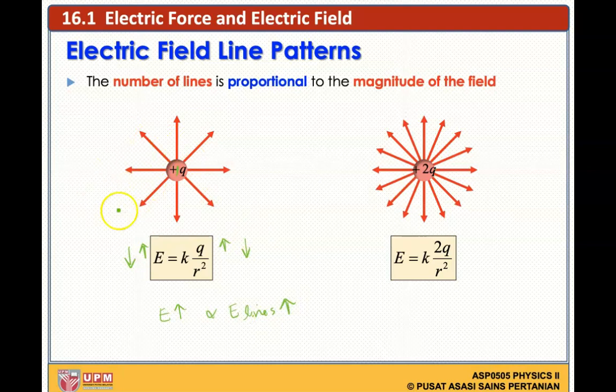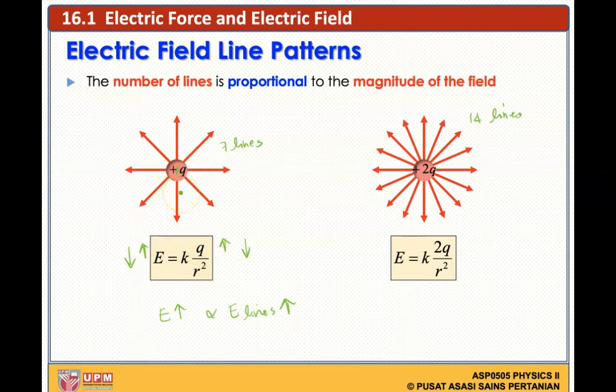So for instance, look at this diagram. We have positive 1 coulomb for this charge. So it has 1, 2, 3, 4, 5, 6, 7 lines. On the other hand, this charge has a value of 2 coulomb. It will have 14 lines. It will have double the amount of lines compared to a charge that has a value of 1 coulomb.